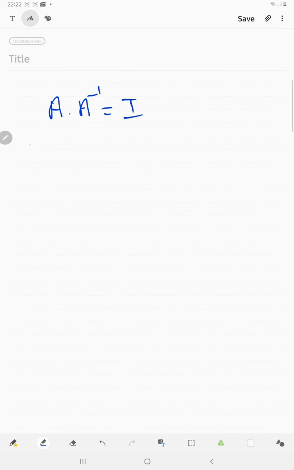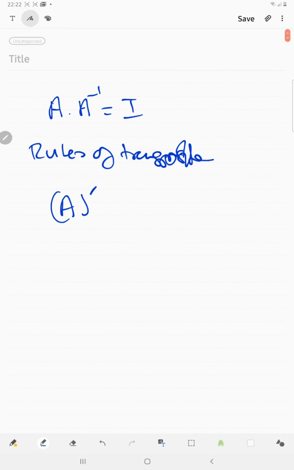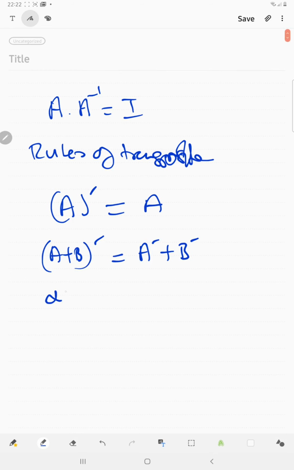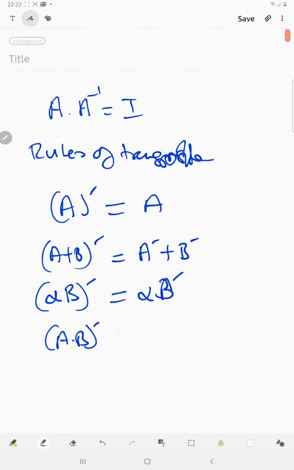We have other rules of transposition. If you take the transpose of A transpose, the answer is equal to A. If you take A plus B and transpose it, then it is the same as A transpose plus B transpose. If you take alpha, which is a scalar, multiplied by B, and then transpose, it is equal to the scalar times B transpose. And if you take A dot B and transpose, then you can say B transpose and then A transpose. So these are the rules pertaining to matrix transposition.